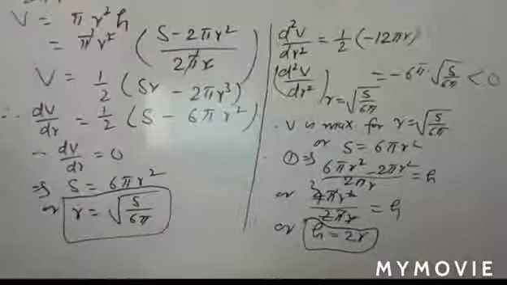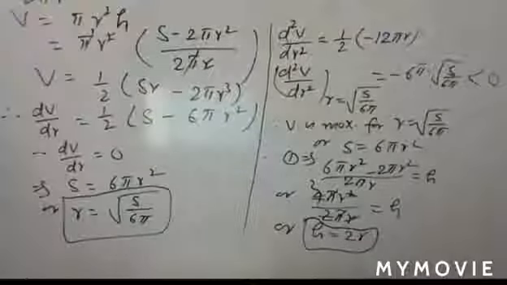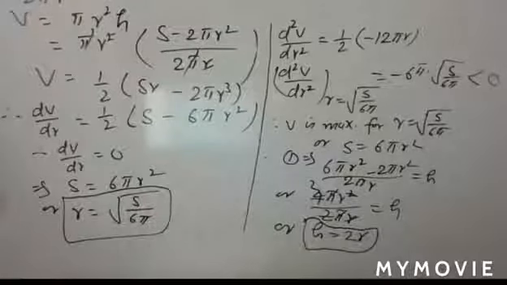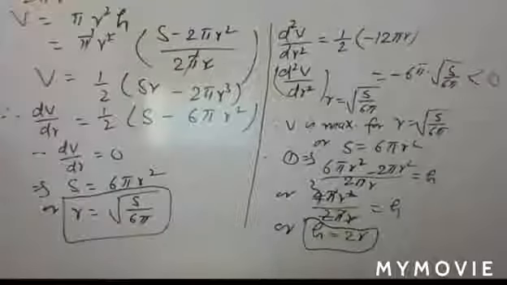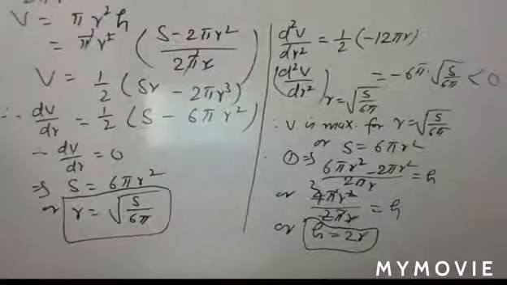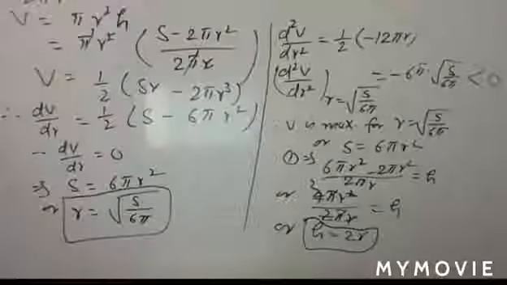Clear, everyone? In most questions, you apply the same method: take the first derivative, make it equal to 0, and then check the sign of the second derivative. If it is negative, you have a maximum point, and if it is positive, you have a minimum point. Understand? And accordingly, you get your result.